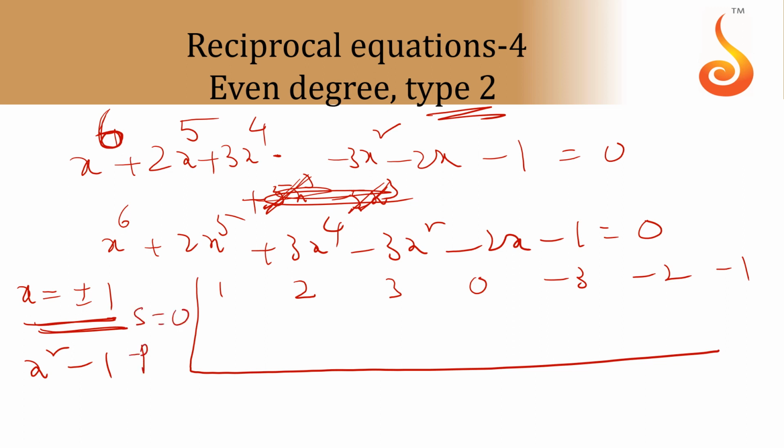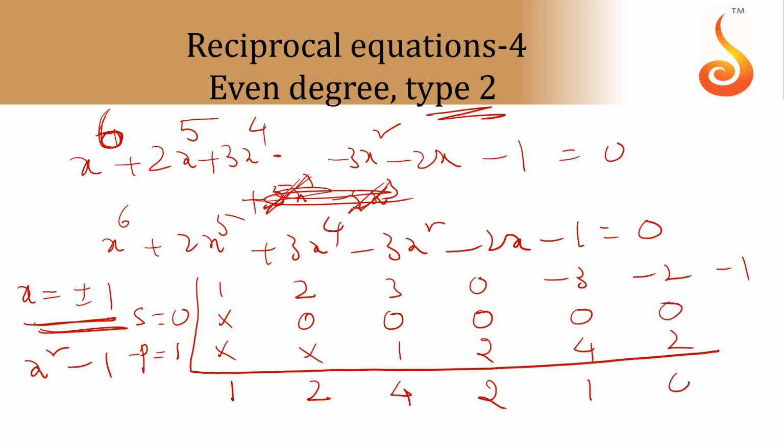Product is minus 1. Minus product is 1. So you will do synthetic division. So you will write 1. 1 into 0, 0. Nothing is there. 2, 2 into 0, 0. 1 into 1, 1. Here 4. 4 into 0, 0. 2 into 1, 2. You will get 2. 2 into 0, 0. 4 into 1, 4. 4 minus 3, 1. 1 into 0, 0. 2 into 1, 2. You will get 0 here.